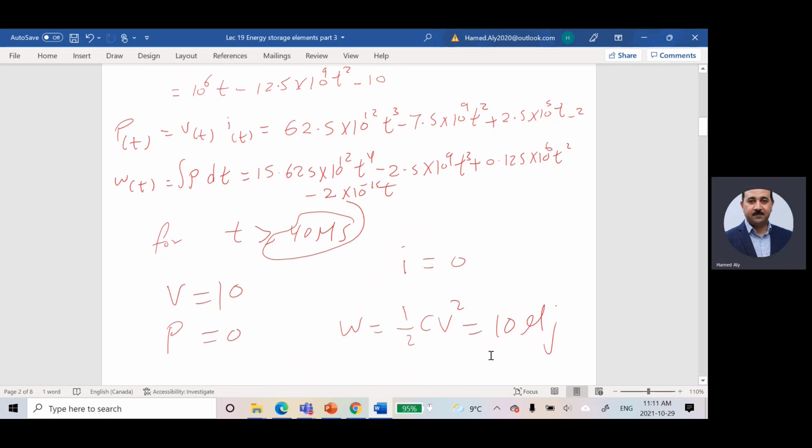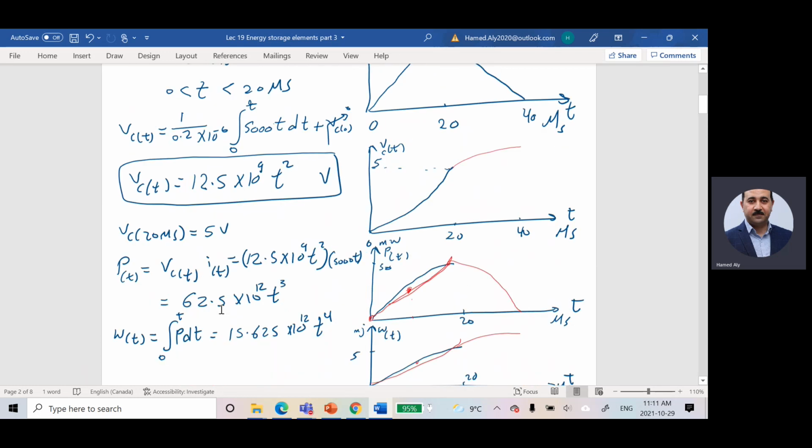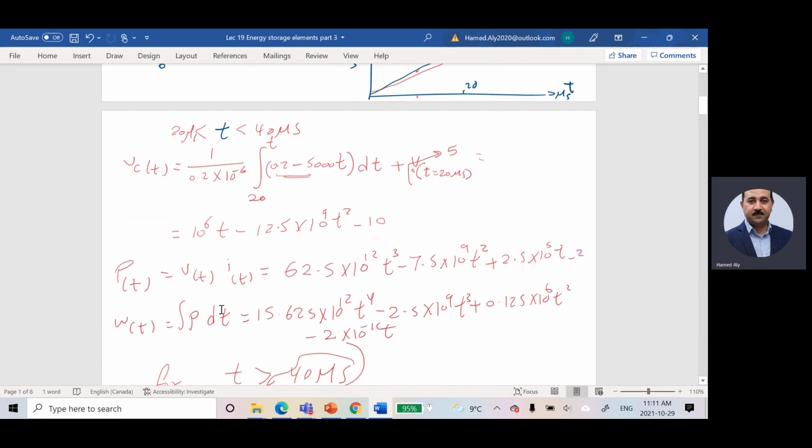Yeah, this is what I used, because I have a specific value. Half CV square, and this is what I used for calculating it. I said this is half CV square. Actually, V is equal to 10, and C was equal to 0.2.